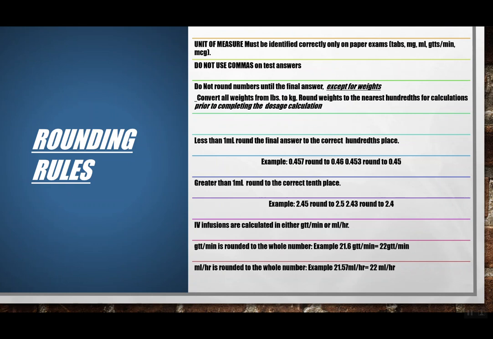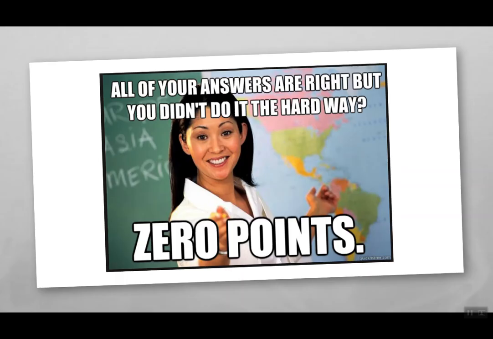Infusions are calculated in drips per minute or mL per hour. Drips per minute is rounded to the whole number, so 21.6 drips per minute. It's very difficult to actually see in front of you 0.6 of a drip, so we round that to 22. mL per hour is rounded to the whole number as well, so 21.57 mL per hour would become 22. This is specifically for dosage calculations.